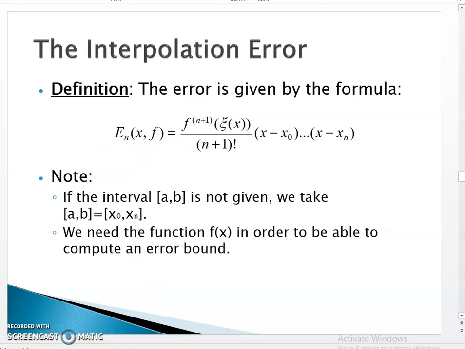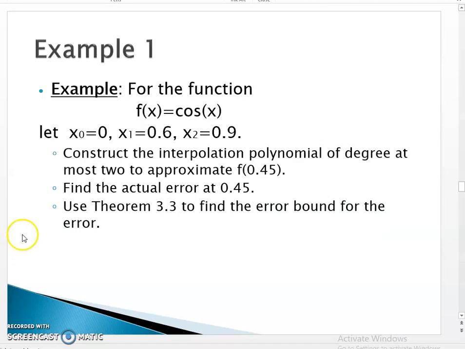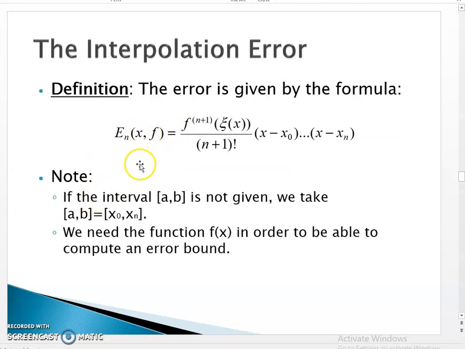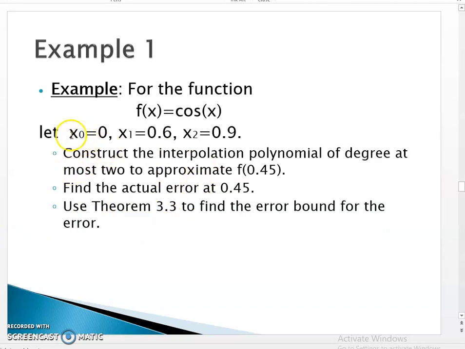So now let us take the first example and see how we can find the error bound in this polynomial. In this first example, we are given the function cos x, that is f(x) equals cos x, where, if you note, in this example the interval a and b is given. So x0 equals 0, x1 is 0.2 and x2 is 0.9.